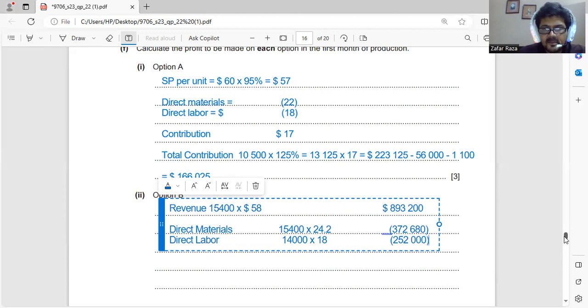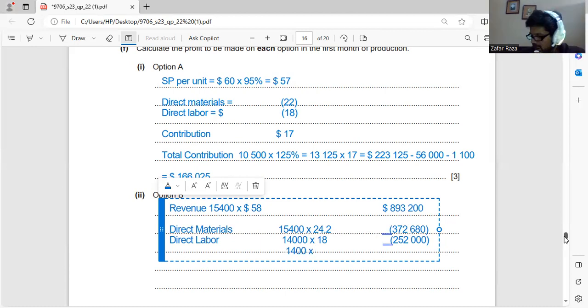And again, for extra capacity, 1,400 units, they will be paid 50% above. So $18 multiplied by 150%, that is 27. So for direct labor, we have two components: normal time and overtime. 27 multiplied by 1,400 would make 37,800. Done?